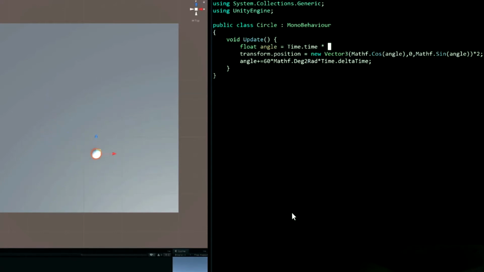Float angle equal time dot time multiplied by 1 minute. Let me just get my units right. This is the amount of time that goes past, which is the time. Yeah, no, it's just the time. You do 60 degrees. Yeah, I think that's correct. That's all I need.